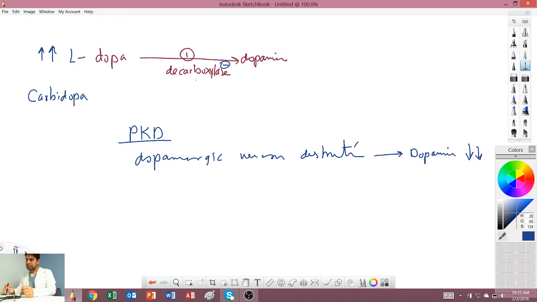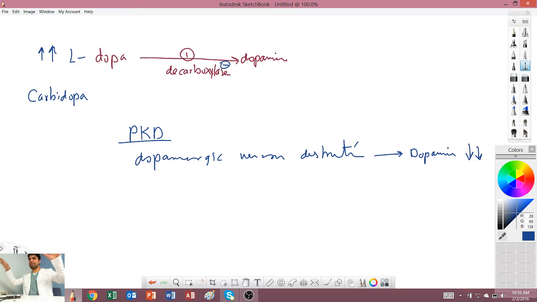See, Carbidopa is not central. It cannot cross the blood-brain barrier. But it is a peripheral dopa decarboxylase inhibitor. It blocks the activity of dopa decarboxylase. So when people take it and it increases in blood, it will inhibit dopa decarboxylase, but it cannot cross the blood-brain barrier, so it wouldn't be able to inhibit central decarboxylase. What you're doing is, Carbidopa prevents conversion of dopa to dopamine in the blood, in the plasma.